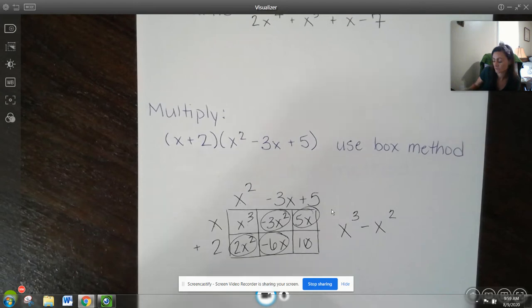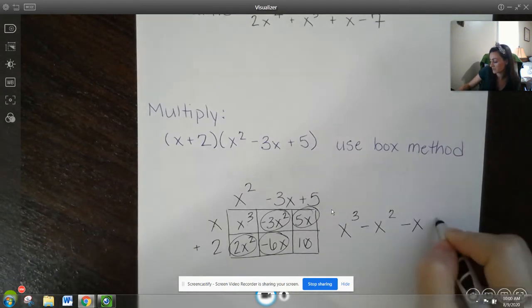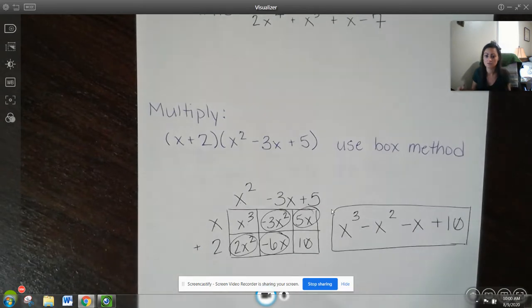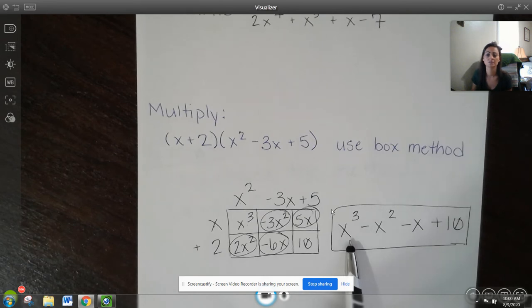Negative 6x plus 5x is going to give me negative x, and then plus 10. So this would be called a cubic polynomial because the highest degree is 3. It's a polynomial because there is more than 3 terms.